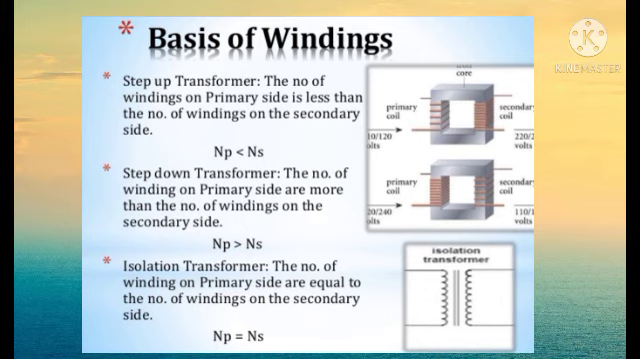Isolation transformer: if the number of windings on the primary side is equal to the number of windings on the secondary side, then the transformer acts as an isolation transformer. Means on the basis of the number of windings, the transformer works as a step up transformer, step down transformer, or isolation transformer. So this is all about the transformer.